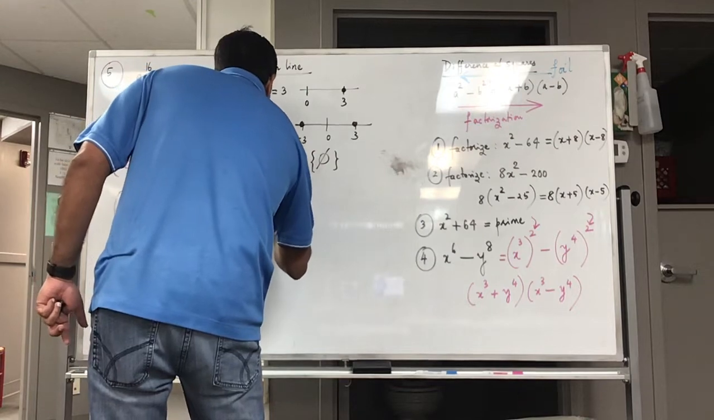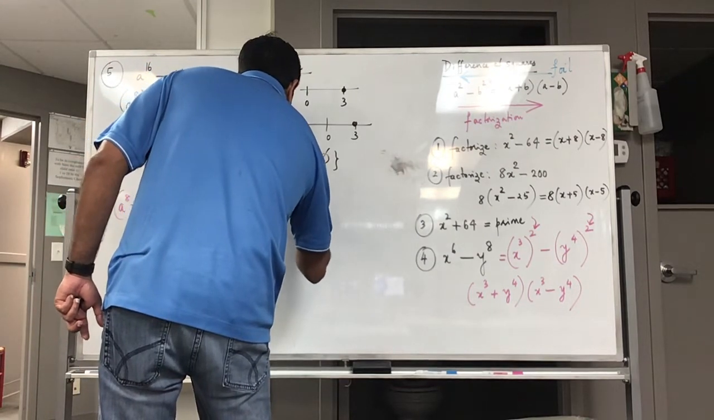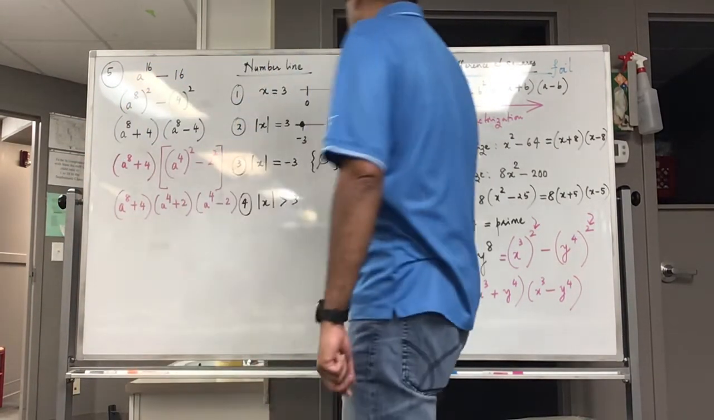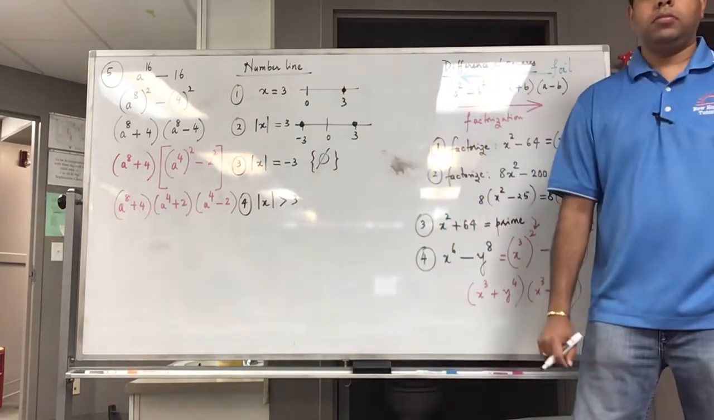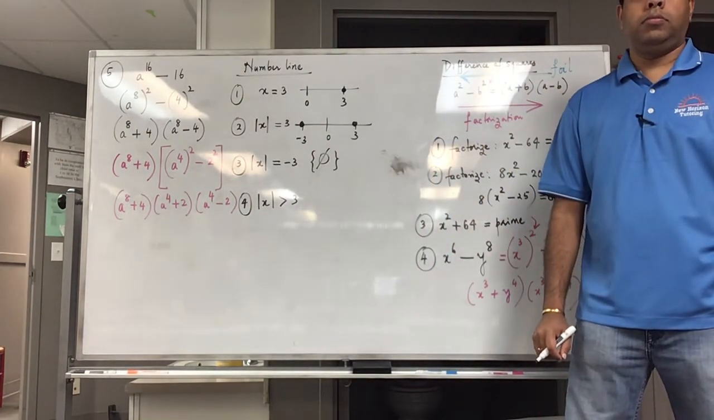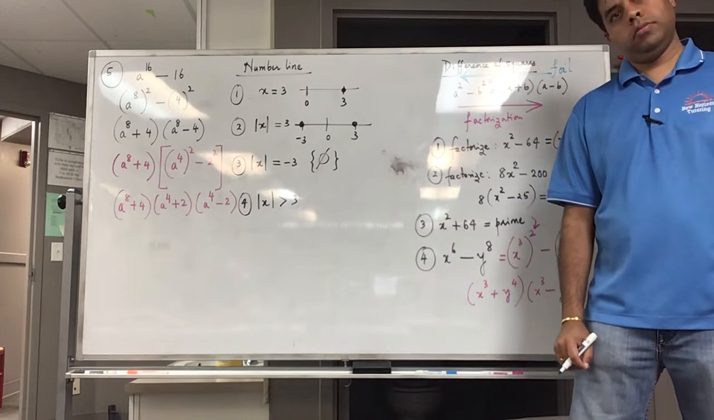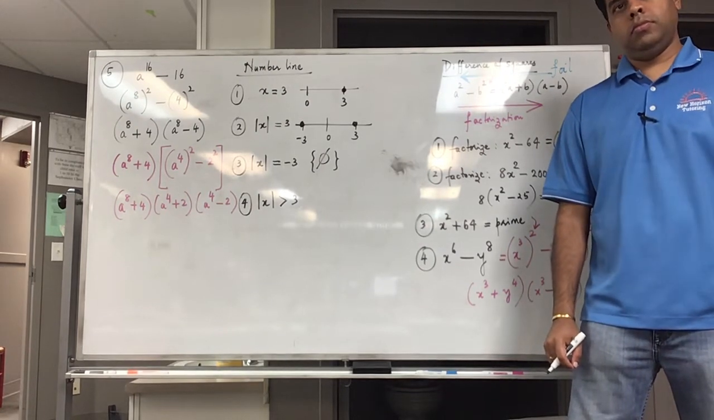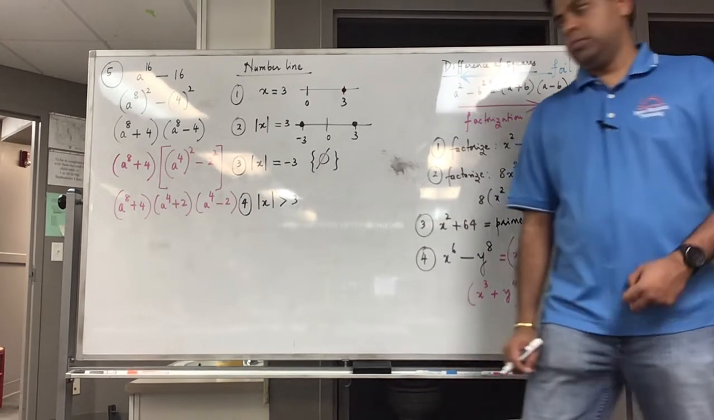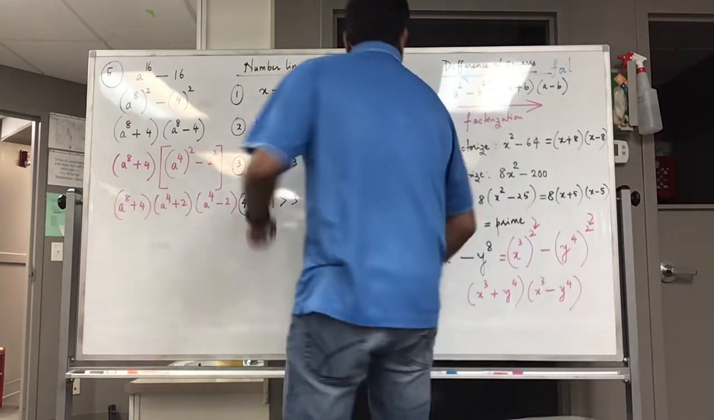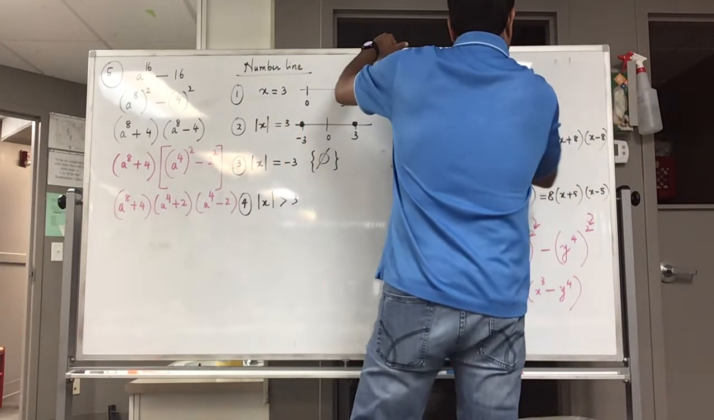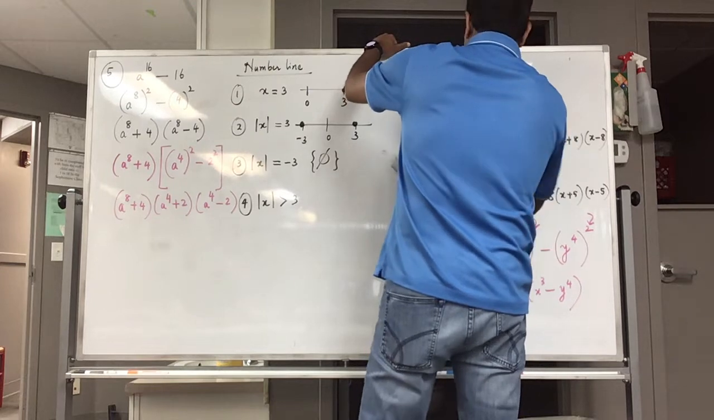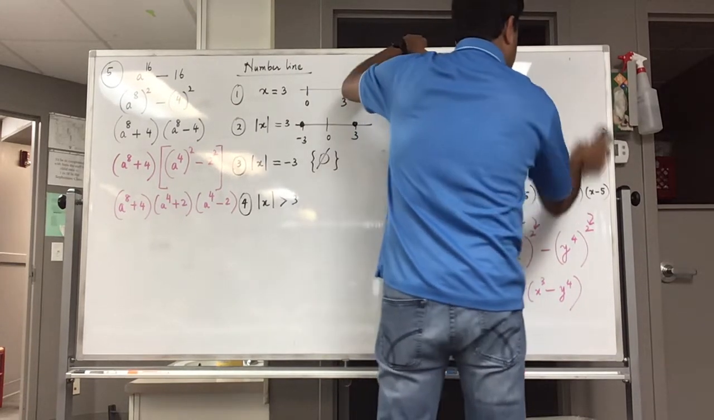Basically, absolute cannot be negative. Next. Absolute of x is greater than 3. I'm going a little fast in this because it's pretty easy. Okay.